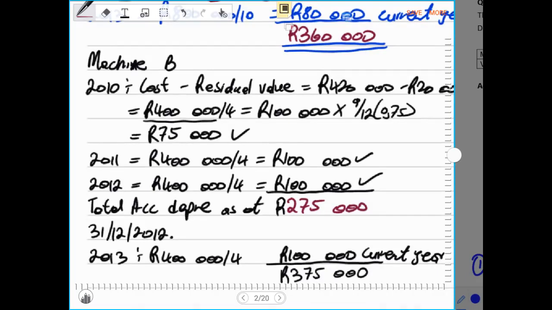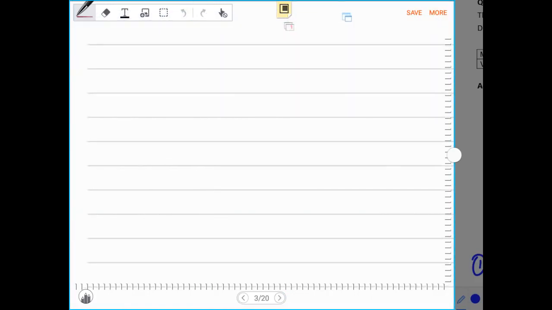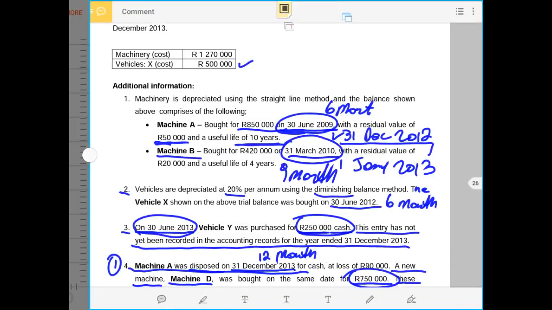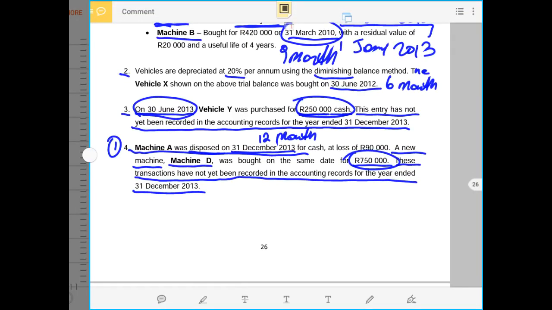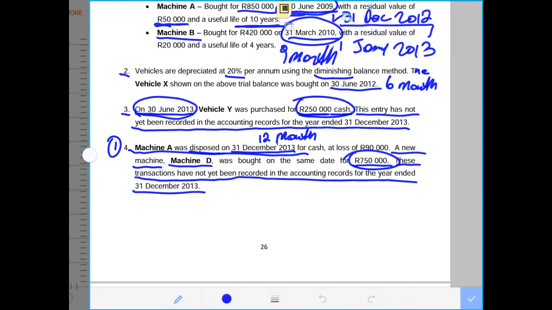Remember, we have not yet dealt with another machine. There was another machine that was bought during the current year, and that machine, remember, was machine D. So there is still another machine that we need to take into consideration. But let us first respond to this question and complete it.